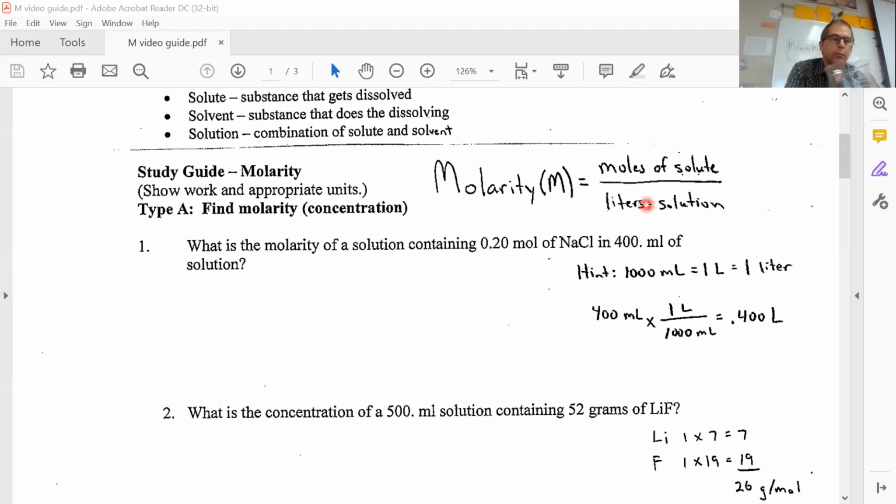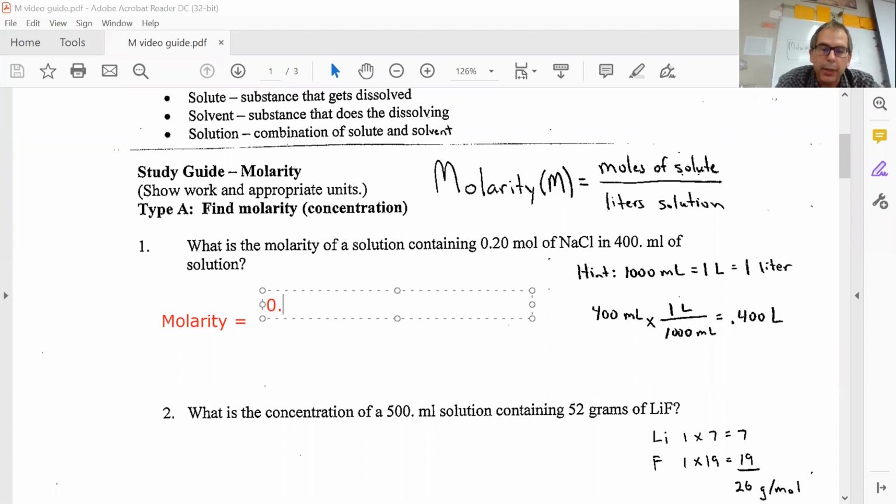Let's look at how to do molarity calculations. This one says, what is the molarity of a solution containing 0.20 moles of NaCl in 400 milliliters of solution? So I can go right to my definition. Molarity, where the big M equals moles of solute over liters of solution. So I'm going to say molarity equals, do I know my moles? I think so. It says 0.20 moles. It's already given. I don't have to do anything with that. So I'm going to say 0.20 moles.